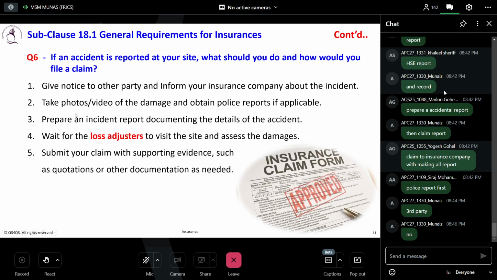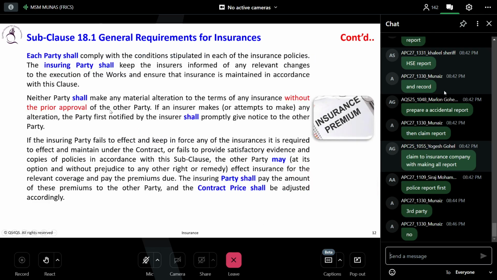Also here, in 18.1, they said each party shall comply with the conditions. So do you understand? Comply with the conditions. So you have to comply with the conditions stipulated in each of the insurance policies. So you should understand what your insurance policy says. The insuring party shall keep the insurer informed of any relevant changes to the execution of the works and ensure that insurance is maintained in accordance with this clause.